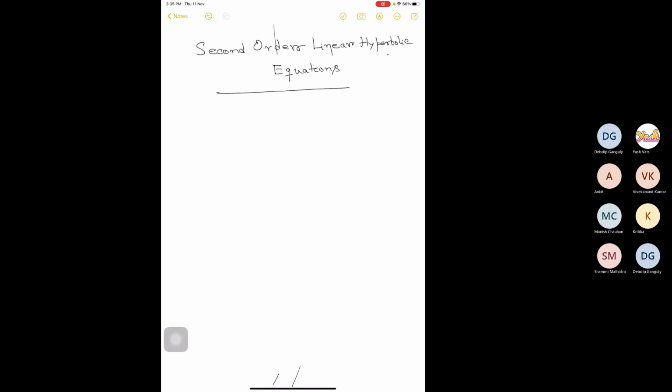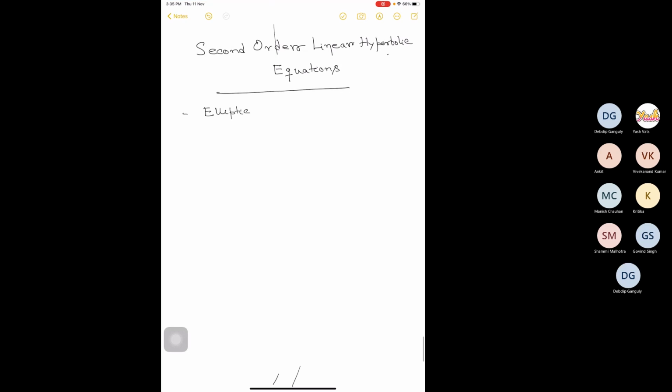Okay. So today there is a last lecture, and today we'll be doing second order linear hyperbolic equations. So we have done elliptic equations, right? The examples of elliptic equations are the Laplacian of u equal to 0 or f. We have done this, right? Then we did parabolic equations, which is known as the heat equation, that is u_t minus Laplacian of u equal to 0 or f. This type of thing we have done, right?